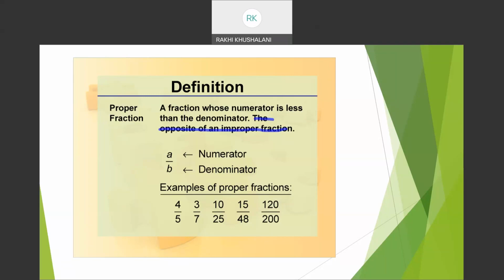Okay, no problem. Right now A is any number, B is any number. Okay, but A is smaller than B. The examples of proper fractions are 4 by 5, 3 by 7, 10 by 25, 15 by 48, 120 by 200.